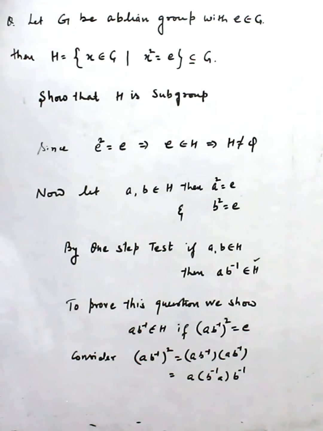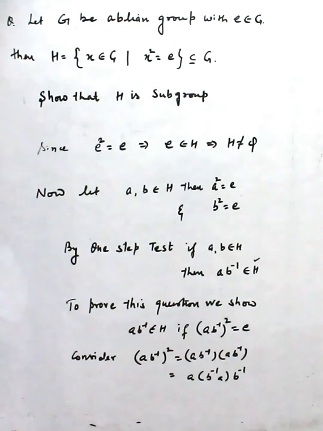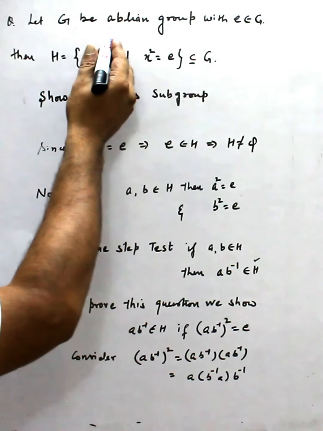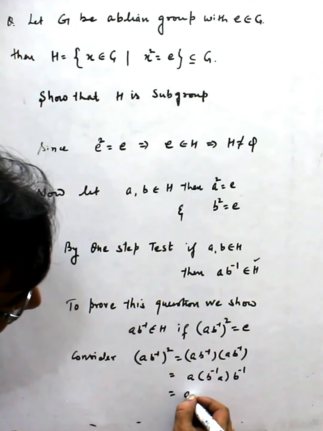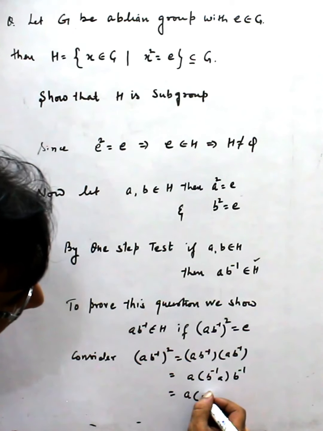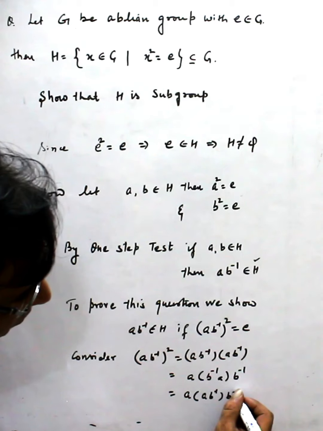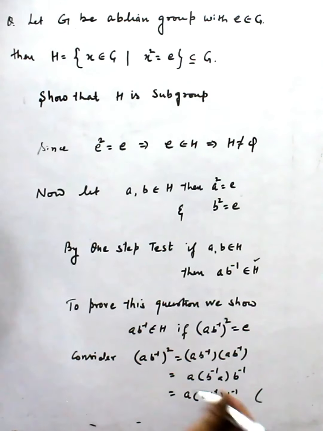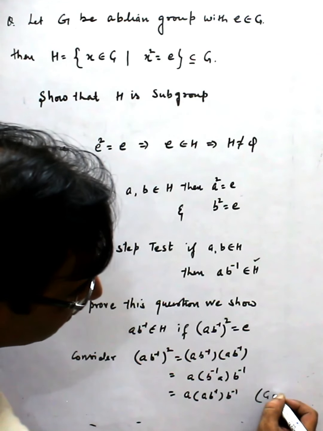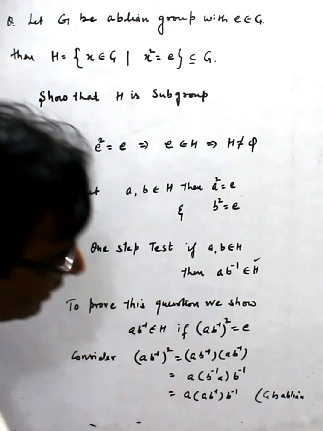Now obviously this b inverse is in G. Why? Because G is a given abelian group. That means G is abelian, so it is commutative also. That means we can write this b inverse a equal to a b inverse, because G is abelian.